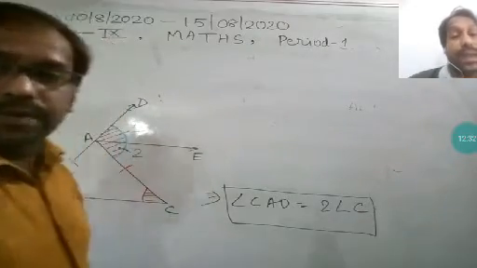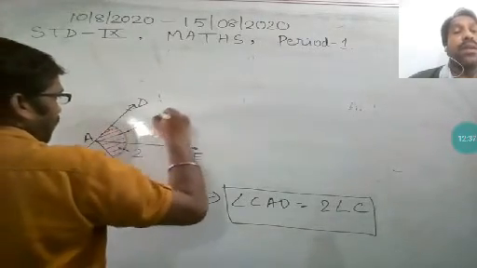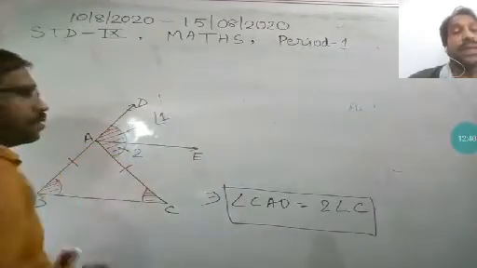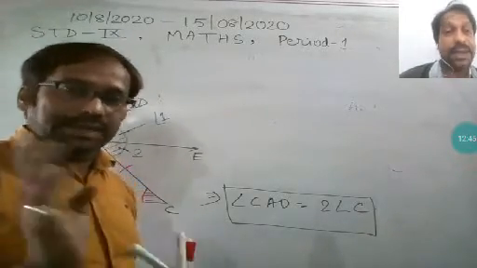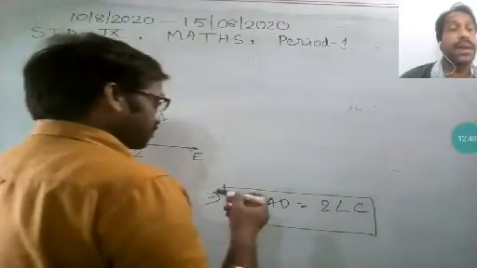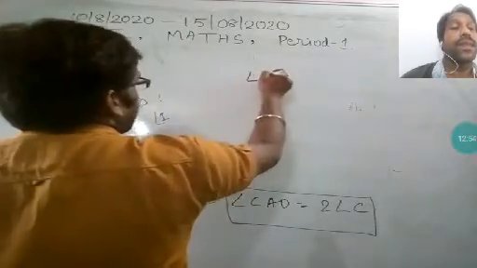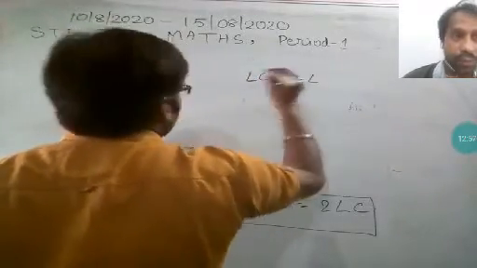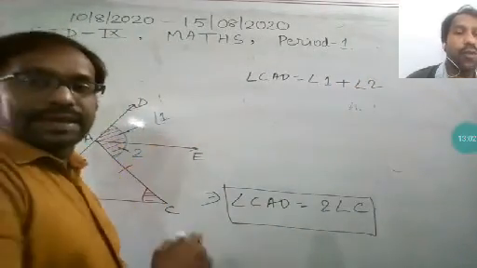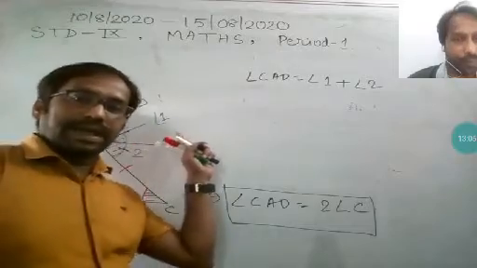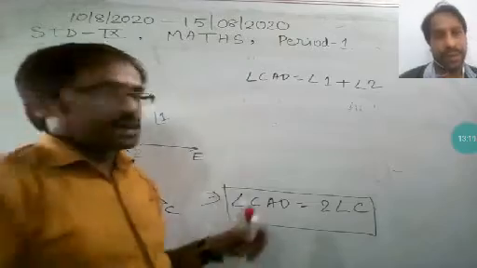So this angle CAD is made of angle 1 and angle 2, so I can write angle CAD is equal to angle 1 plus angle 2. Why? Because I have explained that in the angle addition axiom. And angle 1 and angle 2 are equal also, because AE is bisecting that angle CAD, so we can write angle 1 is equal to angle 2 also.